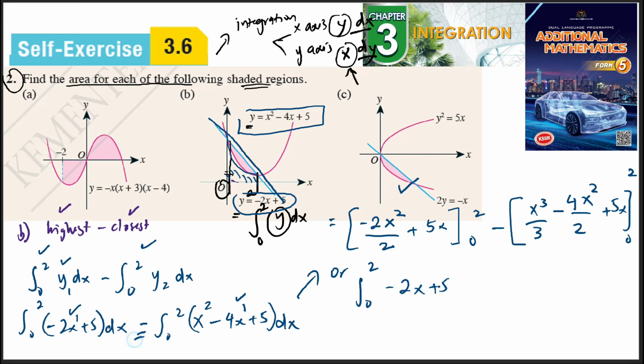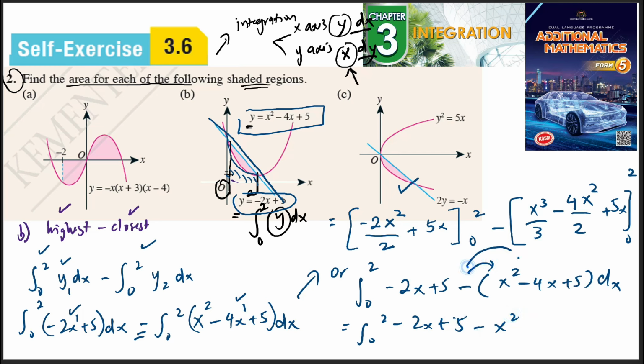So you see here minus, so you take this one, x squared minus 4x plus 5 dx. So this one is 0 to 2, negative 2x plus 5, negative times x squared, negative x squared, negative times negative 4x, you get positive 4x, negative times 5, you get minus 5 dx.